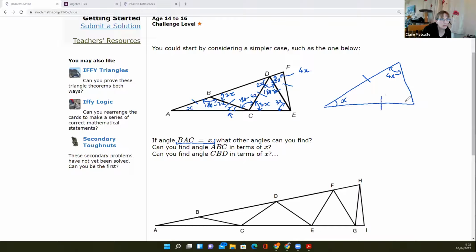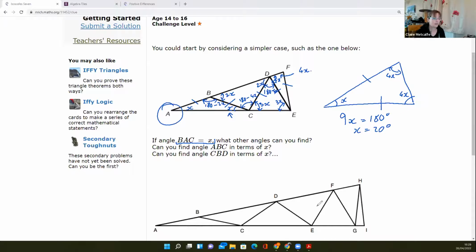And this is an isosceles triangle. So this is 4x. So the final point is, what is the angle at A? So what is x? Yep, I agree with that. So x plus 4x plus 4x is 9x. So we get 9x is 180 degrees. And so x is 20 degrees. So we get a nice answer.